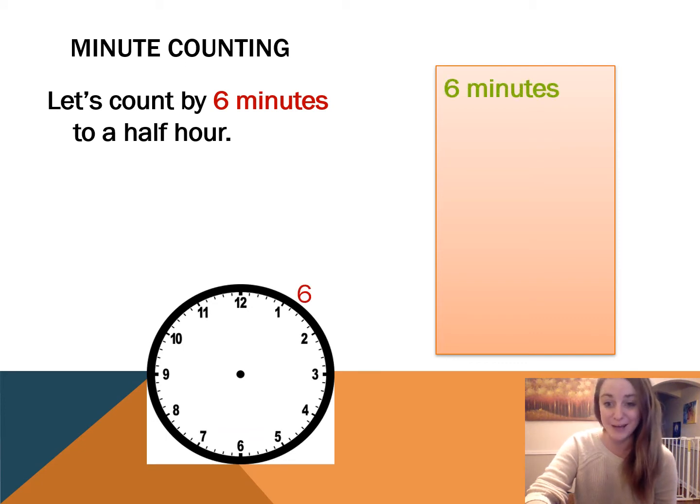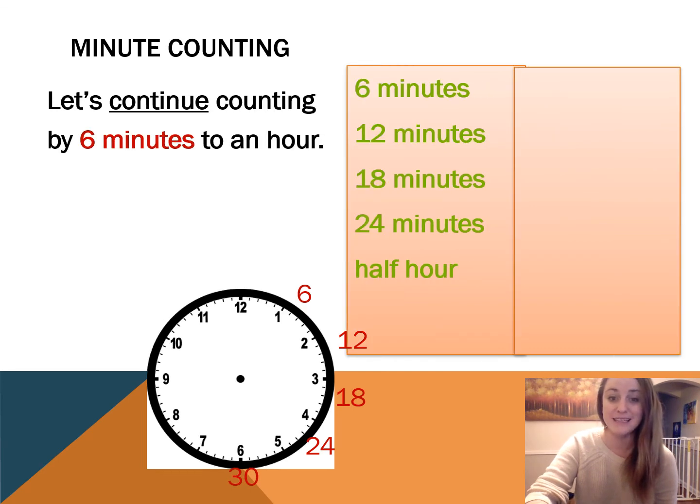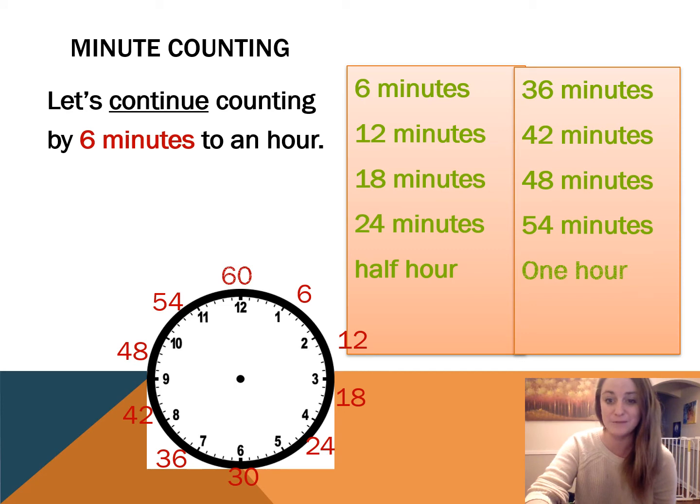Ready? Let's go. 6 minutes, 12 minutes, 18 minutes, 24 minutes, half hour. Let's continue counting by 6 minutes to an hour. 36 minutes, 42 minutes, 48 minutes, 54 minutes, 1 hour.